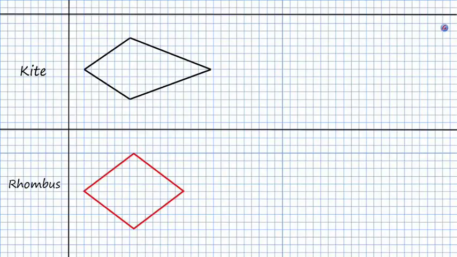Hello students, and welcome to this continuation of our lesson on the area of 2D figures. Today we're going to be talking about kites and rhombuses. So before we talk about what their areas are, let's actually define what these figures are.